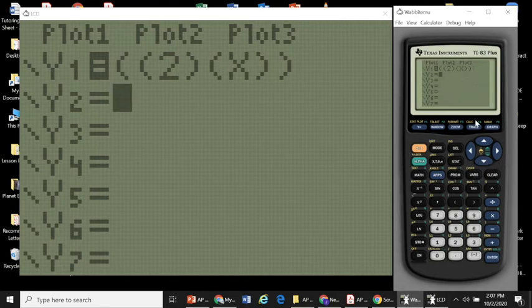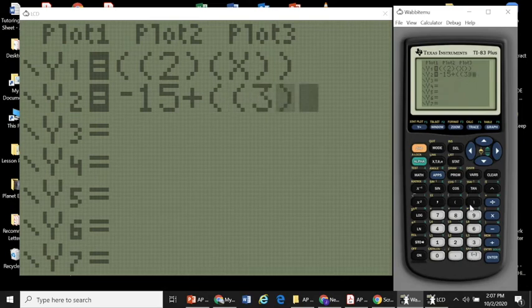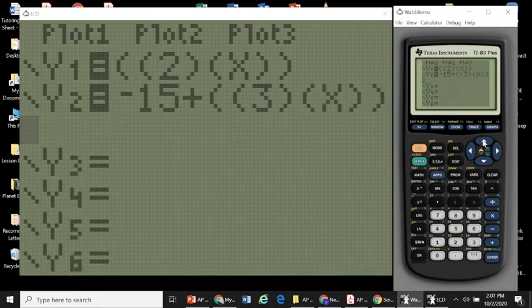So let's say that object was being chased by another object that started, I don't know, let's call it 15 meters behind that object. And notice, because this object is behind, it has to be going faster. So let's say it's going 3 meters per second. Now, if you graph these two, and I'm going to make this one dotted just so we can really see the difference between them.